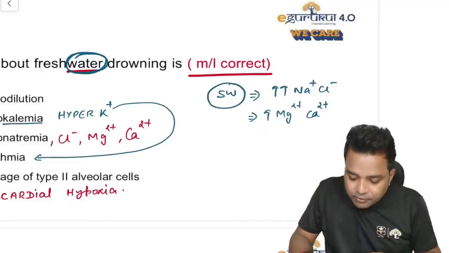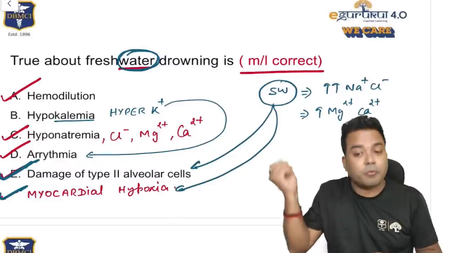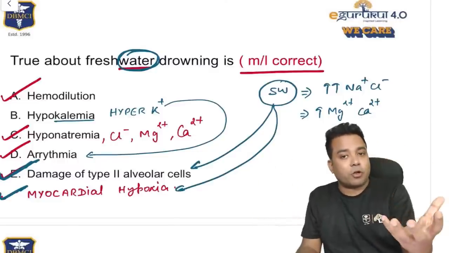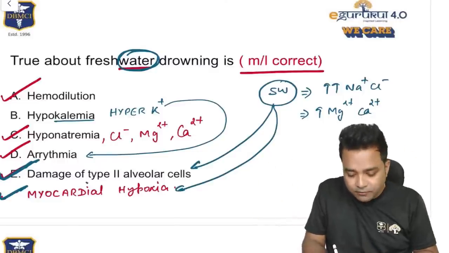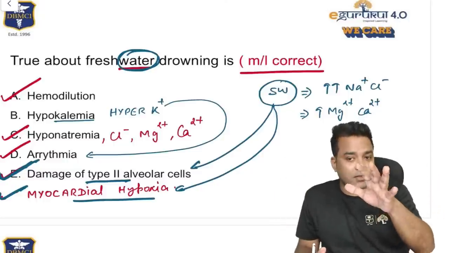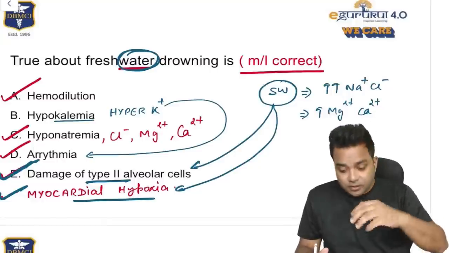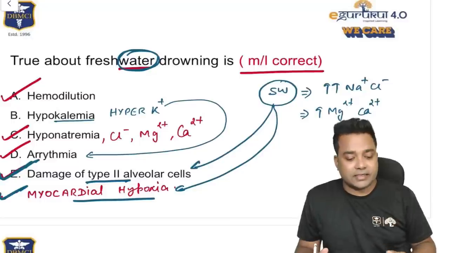What will be the other common findings in saltwater drowning? I can say yes, these two are common findings. Whatever may be the type of water, if water is there, damage of type 2 alveolar cells and myocardial hypoxia is a common finding. Is this a tough topic? Again, you can get a question from this area. This is the prediction for INICET.